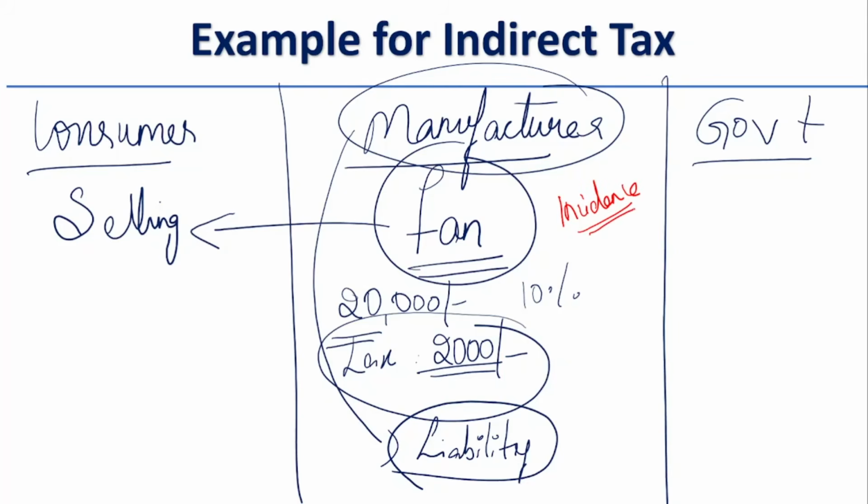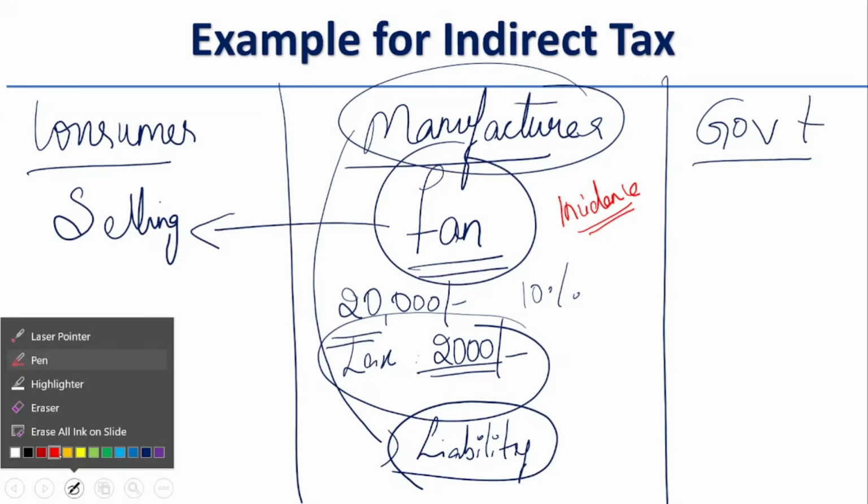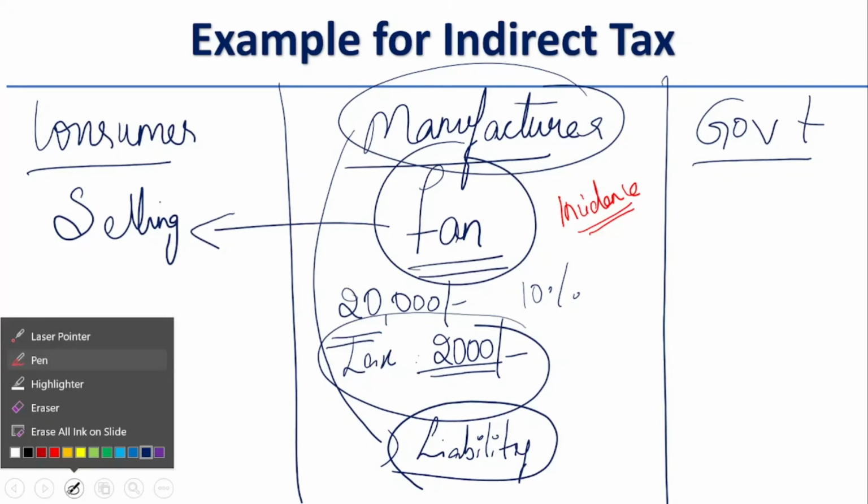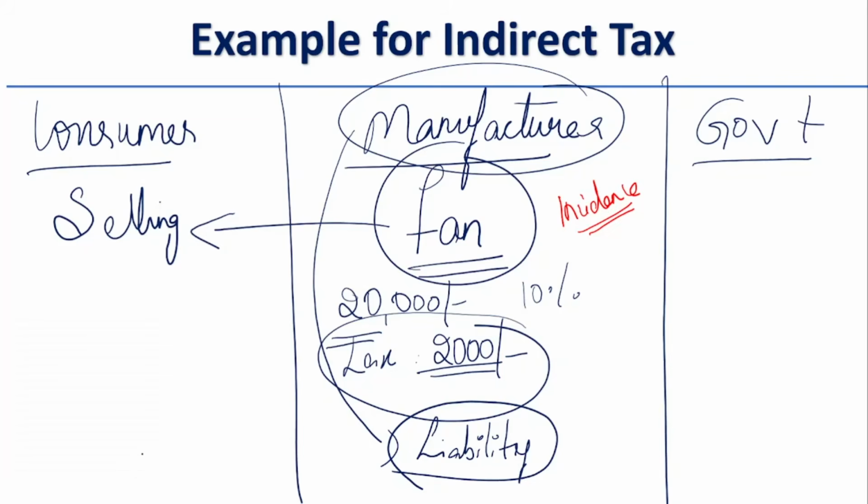Incidence is on the part of the manufacturer. But who is going to pay the tax? Will the manufacturer pay the tax directly to the government? No. He will make his consumer pay the tax. So what will he do? Instead of selling the fan at 20,000, he will sell the fan at 22,000.